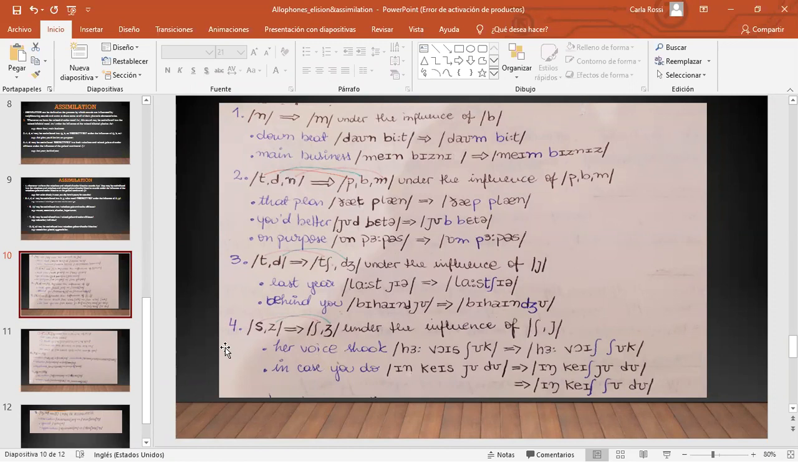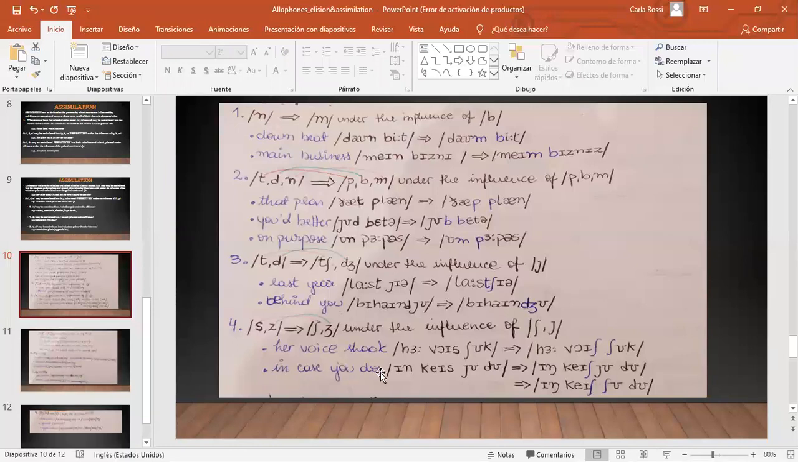So you have "her voice shook". I pronounce it alveolar; I didn't pronounce it fricative. Assimilated, it would sound like "her voishshook". Her voice shook.